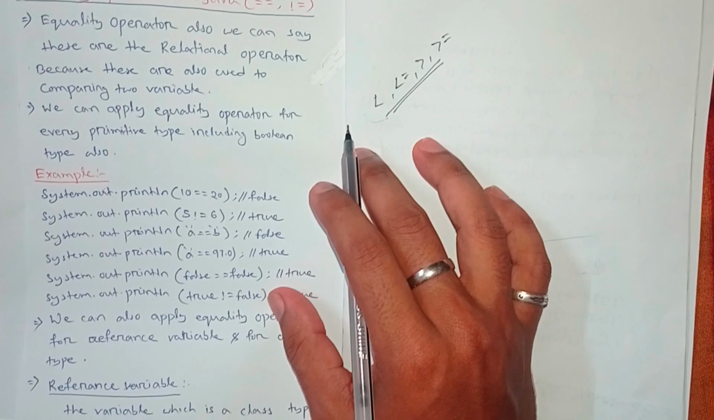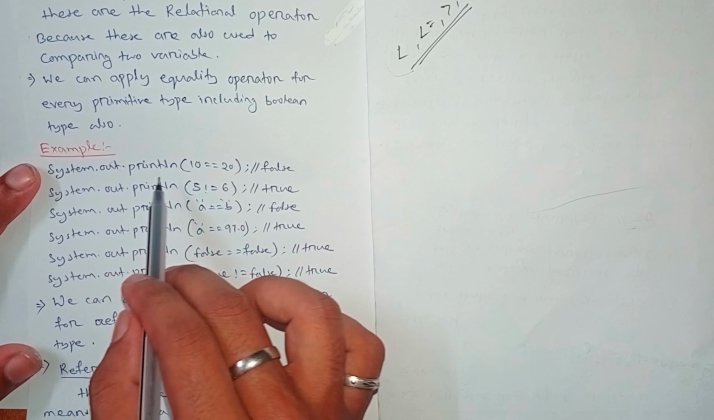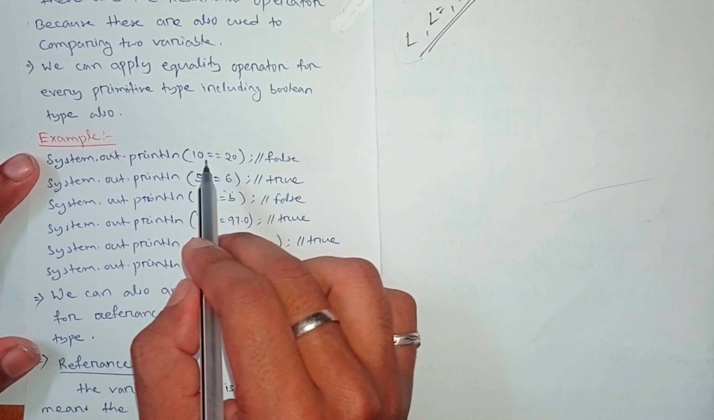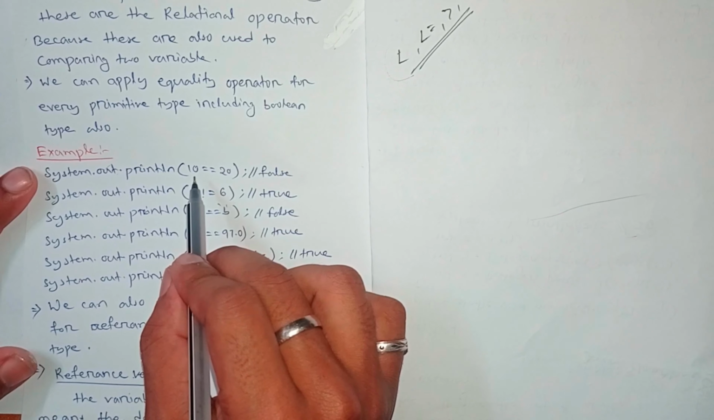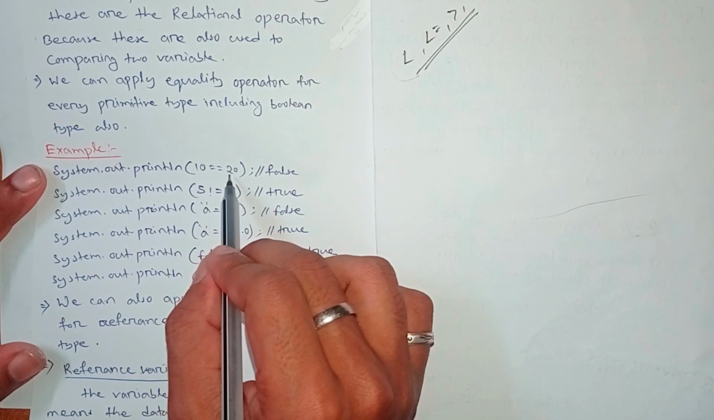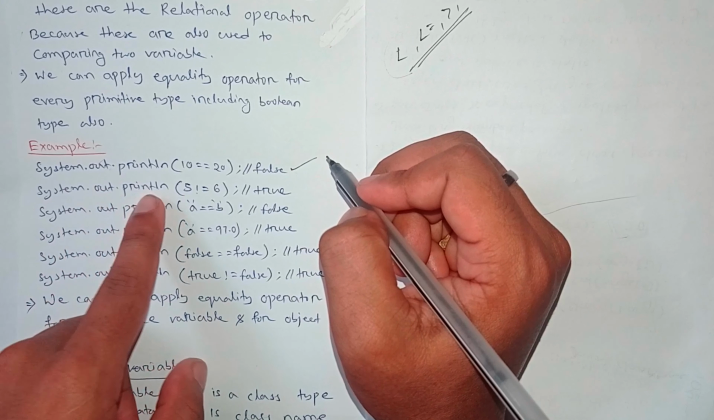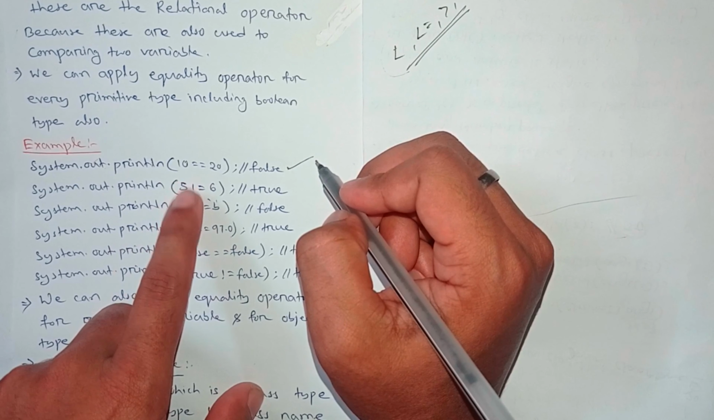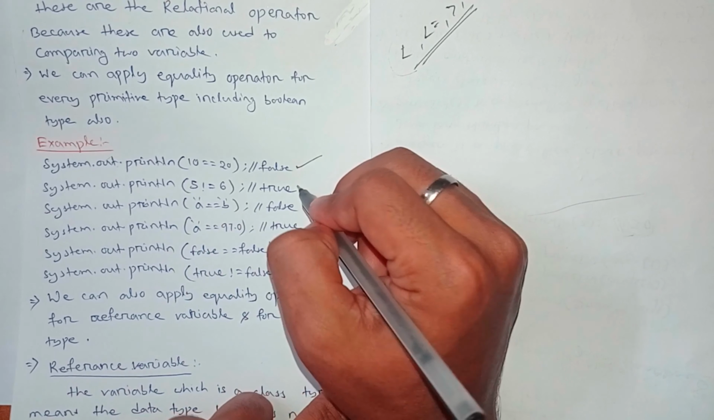So see some examples here. System.out.println 10 equal to 20. This is false because 10 is less than 20, so our output is false. System.out.println 5 not equal to 6. Yes, it is true.